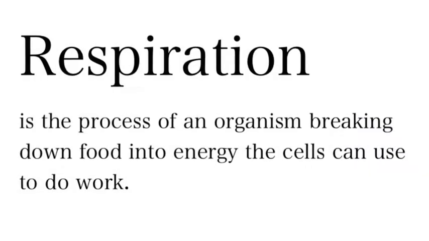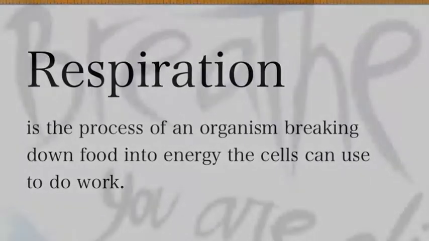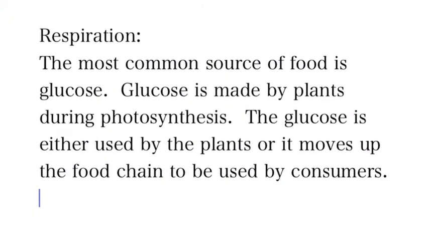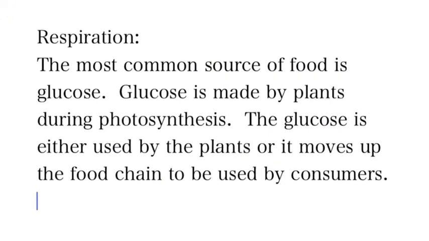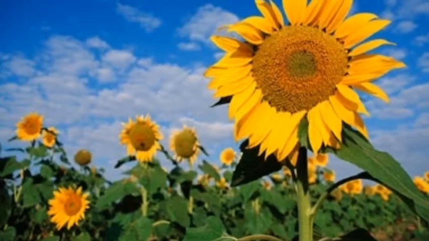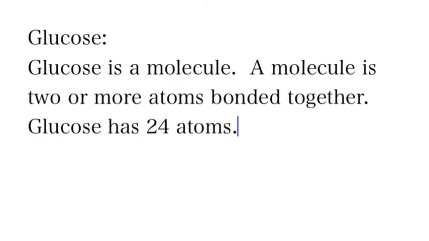Today's all about respiration. You might have heard of it as cellular respiration, but it's basically the process that an organism uses to break down food into energy the cell can use. That's what breathing's all about. It's a major component of this. But the most common source of food is glucose, and that's made by plants during photosynthesis, and then it's either used by the plants or it moves up the food chain for other animals or other organisms to consume.